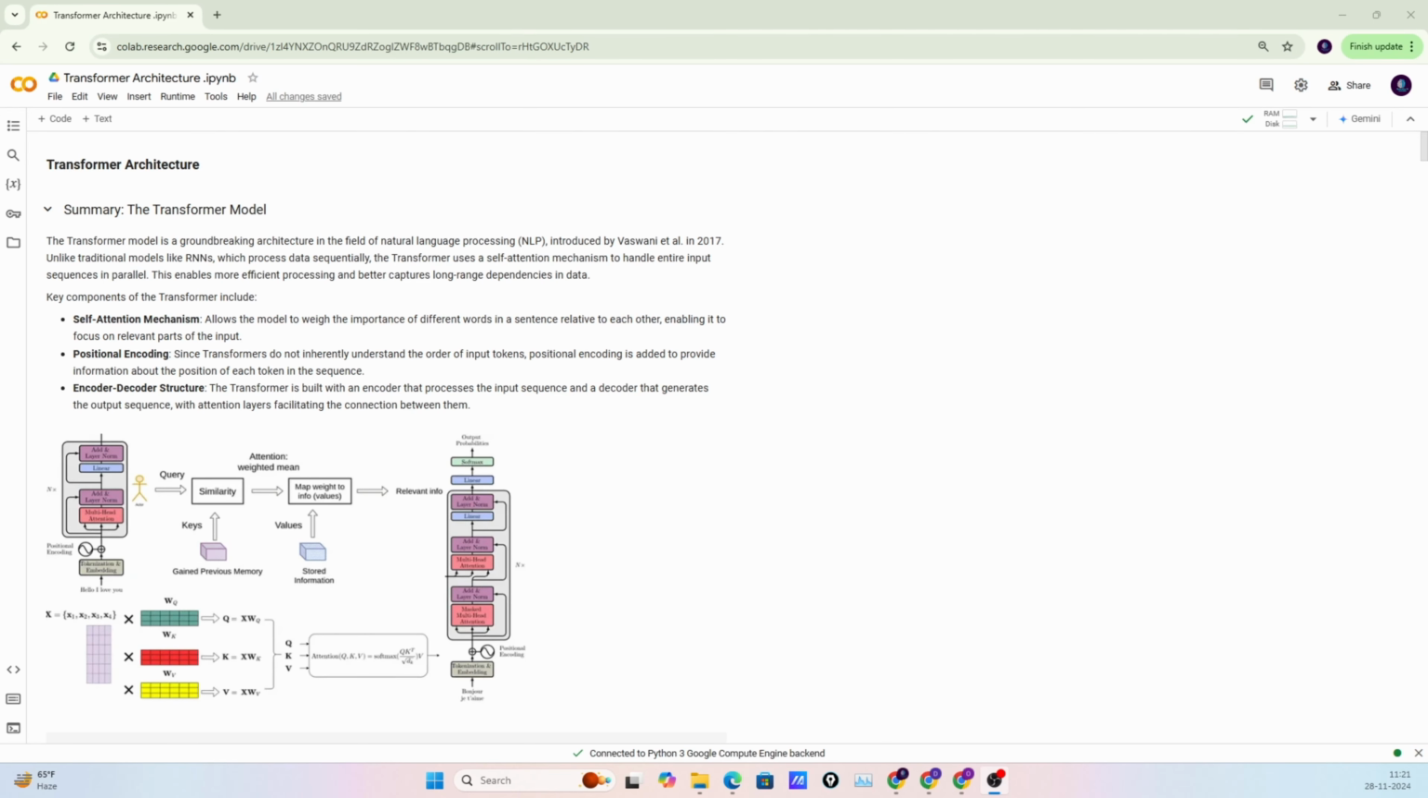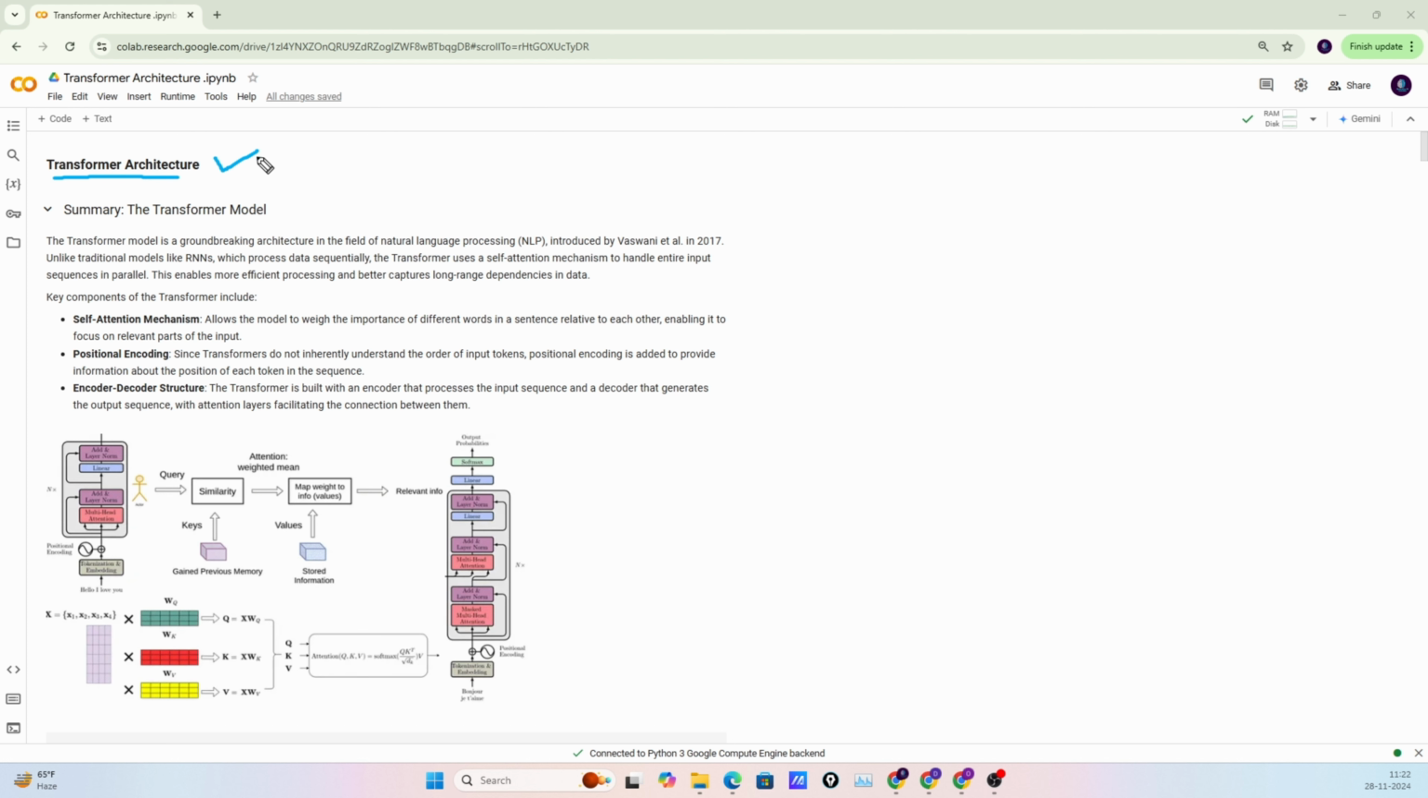Hi everyone, welcome back. So today my topic for this particular video is the transformer. I'm going to cover the transformer architecture in detail in this video because in most of the generative AI models we have the transformer behind the scene. There are the layers, and if you dig down into any language model you will find the transformer behind the scene.